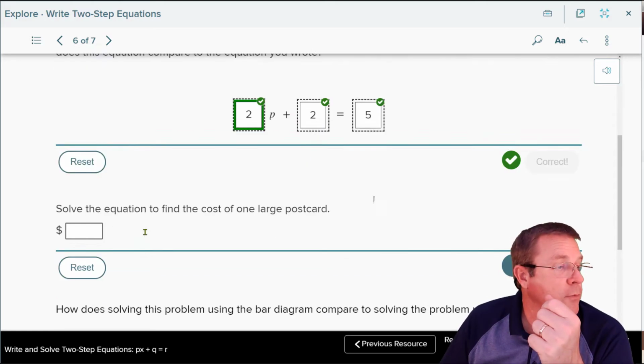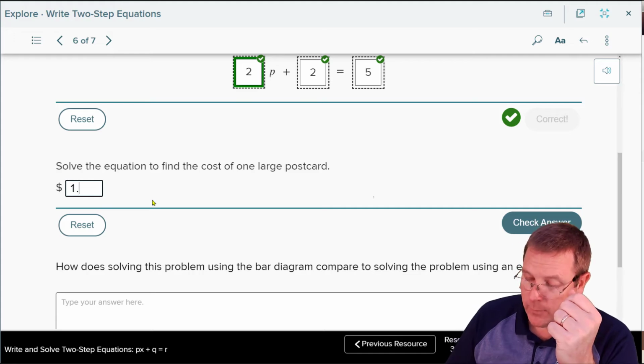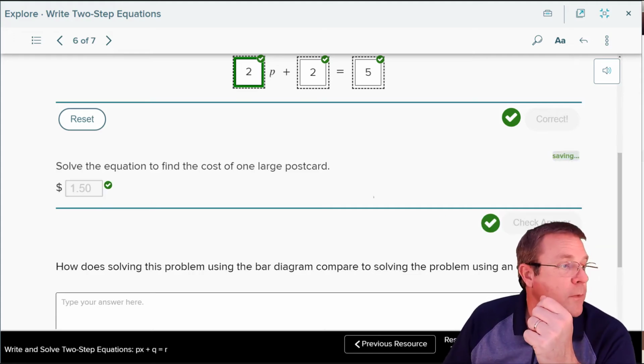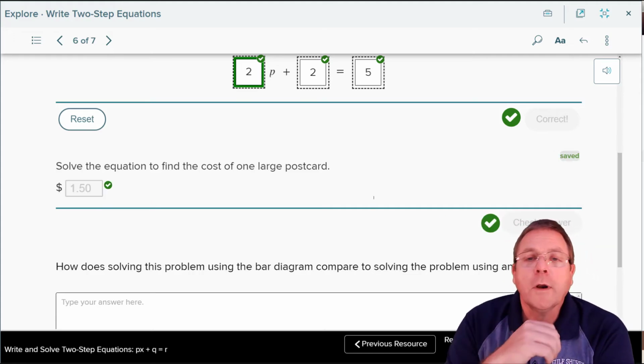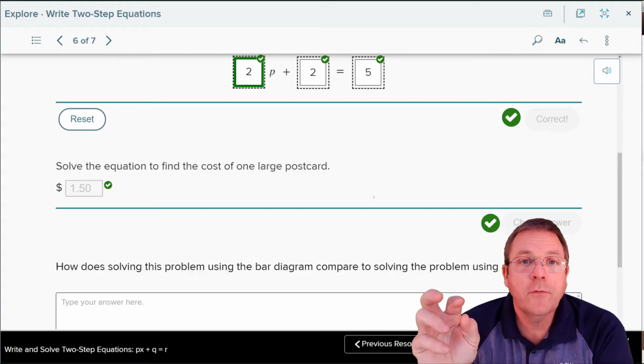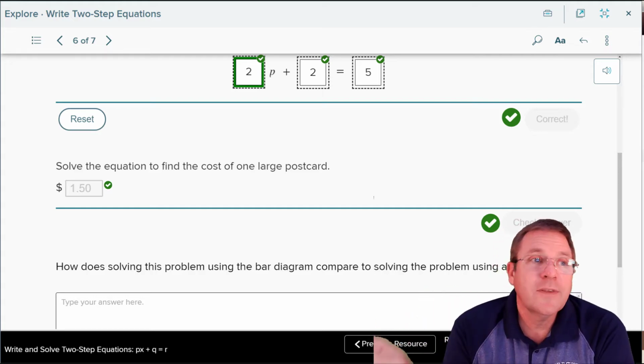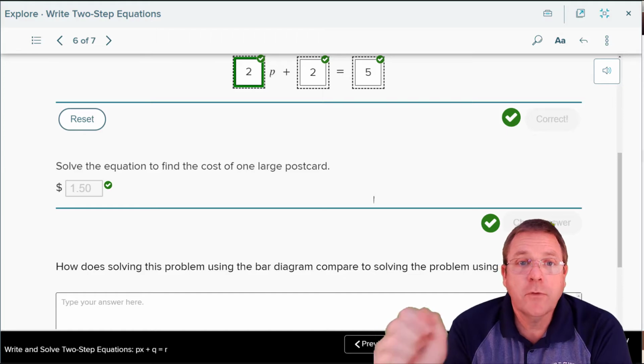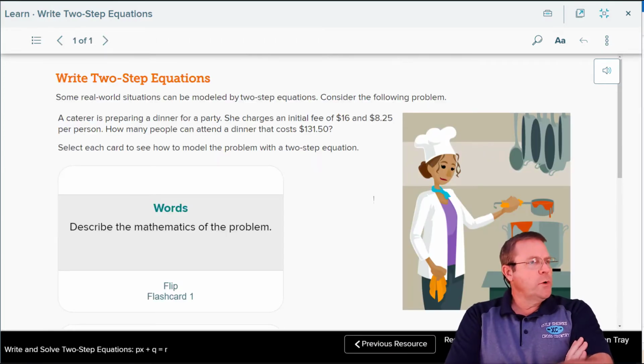And then when you divided by 3 on both sides, you would find out that each one of those large postcards cost $1.50 each. We're going to get more into how we solve those later, but this is also the same thing we did in yesterday's lesson, how we solve them. Some real-world situations can be modeled by 2-step equations.